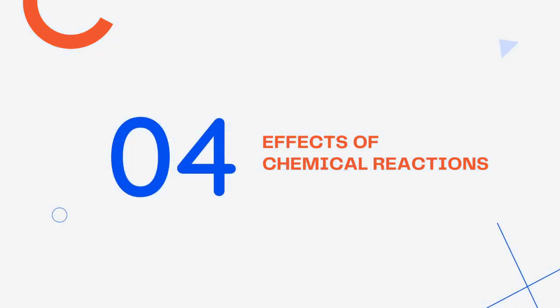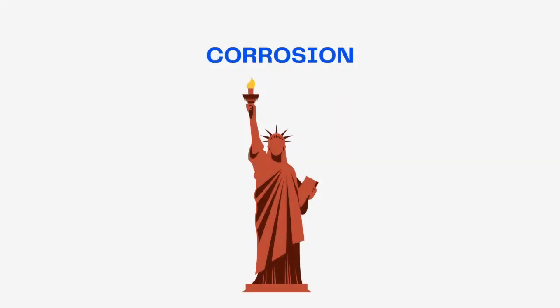The last topic we see is effects of chemical reactions in our day-to-day lives. First thing we see is corrosion. What is corrosion? Now you all know the Statue of Liberty. It was actually built out of pure copper, which is reddish brown in color, and then eventually formed patina, which is now the same green color appearance of the Statue of Liberty. This is basically what corrosion is.